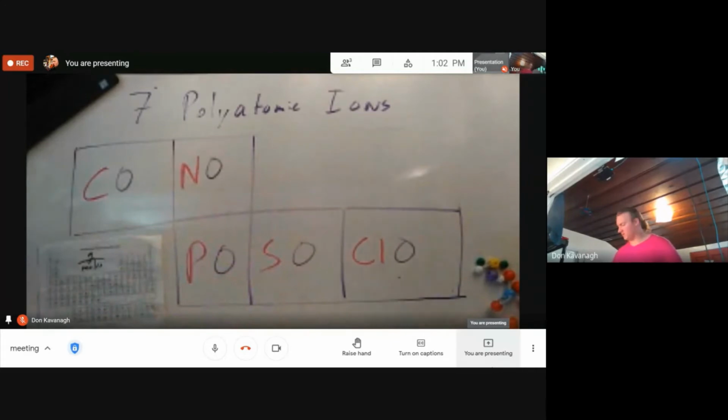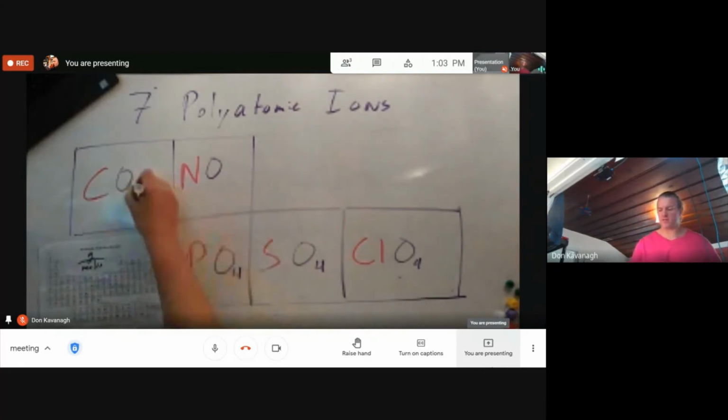And there's a pattern. This row here of phosphorus, sulfur, chlorine, these each contain 4 oxygens. And this row up here of carbon and nitrogen, they contain 3 oxygens.